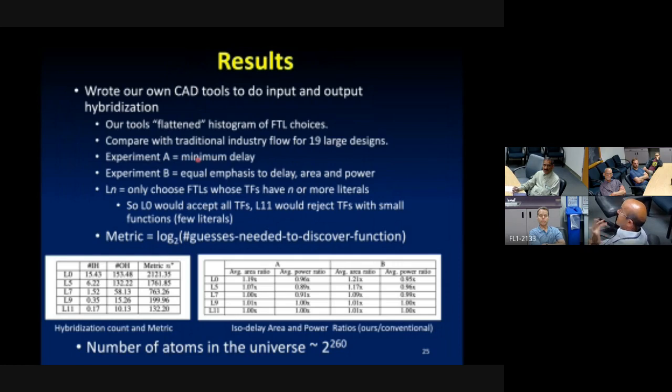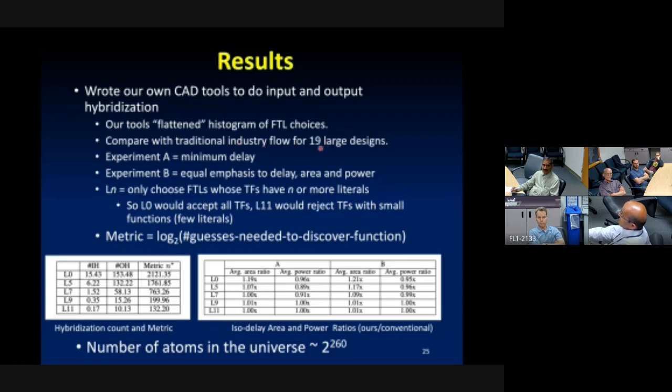So Jacquie did the CAD tools to do input and output hybridization. And now there's a histogram of choices of these functions. Some functions occur very often and some don't. So we flattened that histogram again, making the adversary's job harder, because the adversary realizes that I'm going to choose functions with equal probability, again making their reverse engineering job harder.